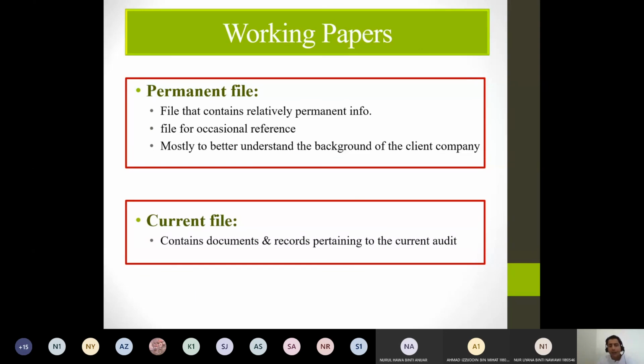Then the current file. The current file contains documents and records pertaining to the current audit. It means it is the day-to-day working papers.